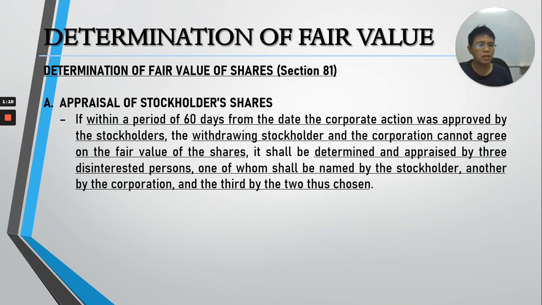So, 3 disinterested persons. 1 is named by the dissenting stockholder. Ang dissenting stockholder ang mamimili. Ang pinili ni stockholder ay si A. Tapos, the other one is chosen by the corporation. Ang pinili ni corporation ay si B. Sino ang pipili ng pangatlo? Not the corporation, not the dissenting stockholder, but ang pipili ng pangatlo ay si A and B. So, let us say A and B, ang pinili nila ay si X. So, si X yung pangatlong appraiser.